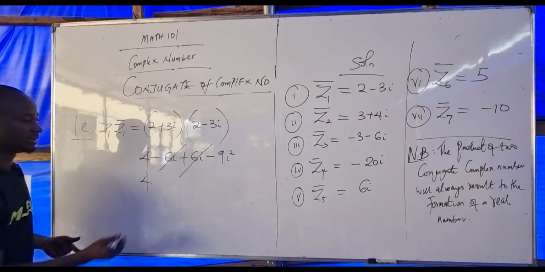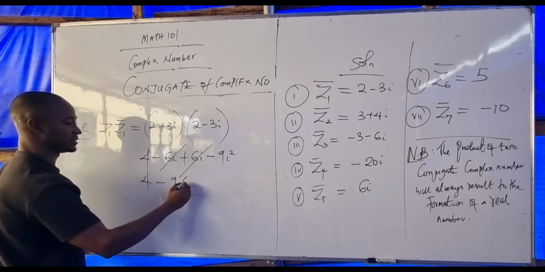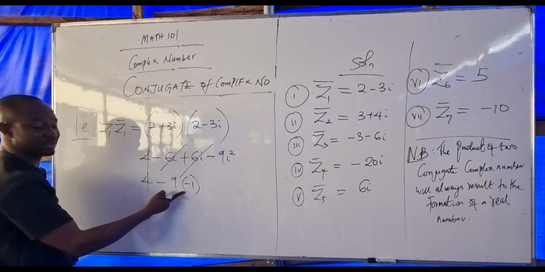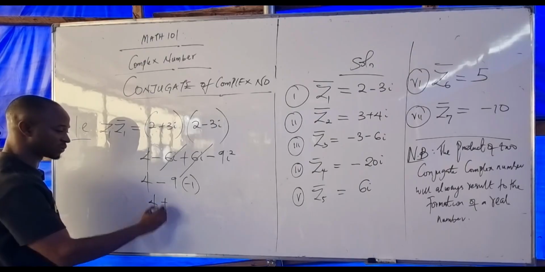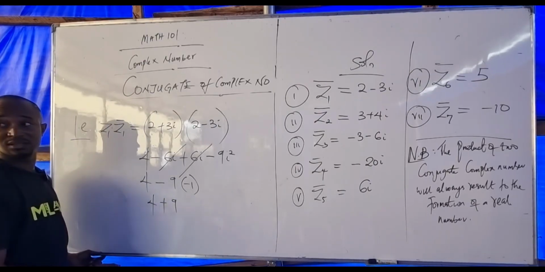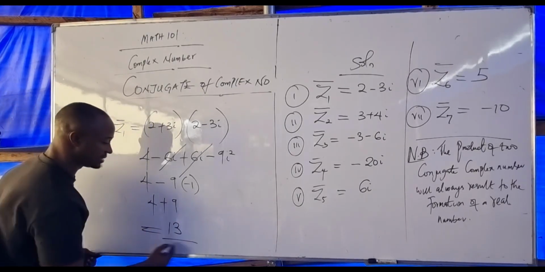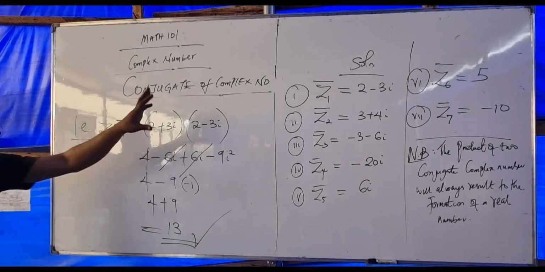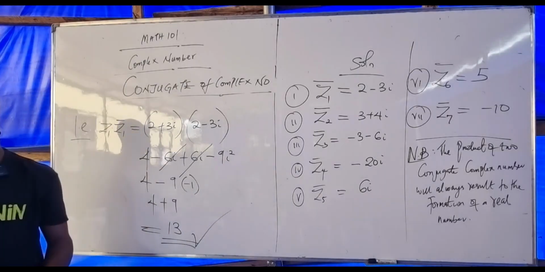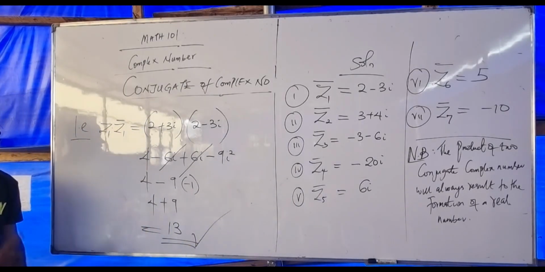So 4 minus 9 times i squared, and i squared is minus 1. Minus 9 times minus 1 gives you 4 plus 9, so you have 13. Is 13 real or imaginary? Real. So when you multiply a complex number by its conjugate, you must have a real number. Very important.